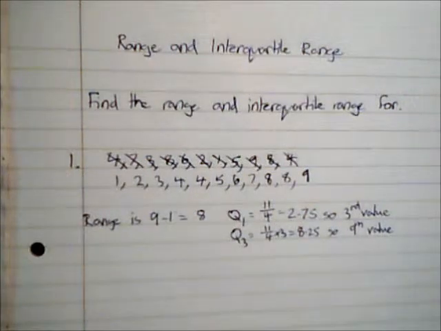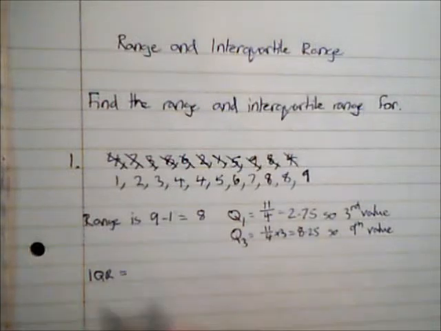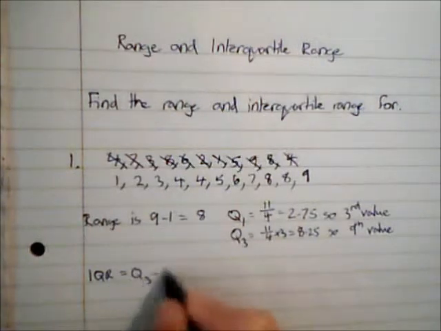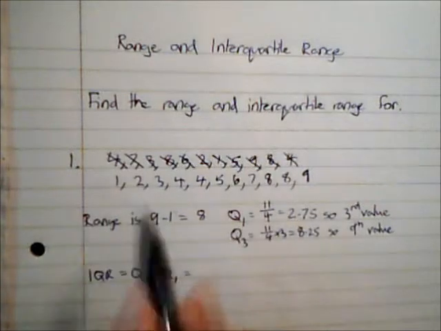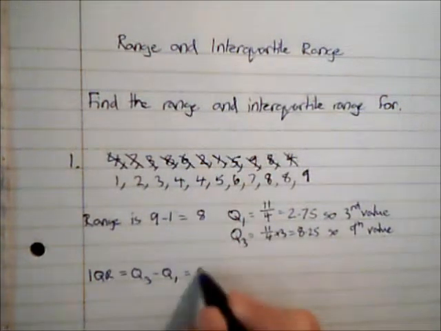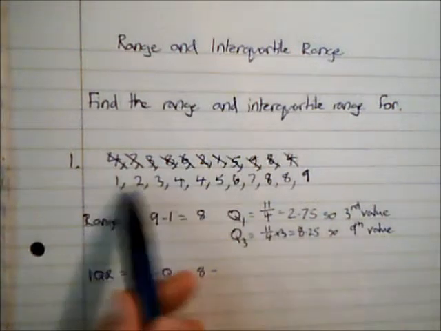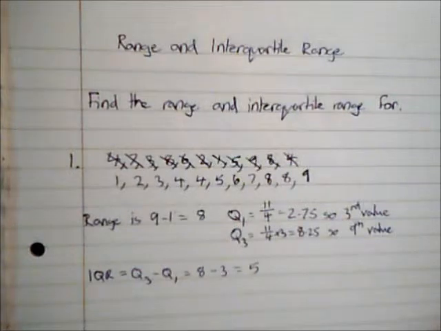So the interquartile range is then Q3 subtract Q1, so the range of the quartiles. So the 9th value, 1, 2, 3, 4, 5, 6, 7, 8, 9, is 8. Subtract the third value, 1, 2, 3, which is 3, gives me an interquartile range here of 5.